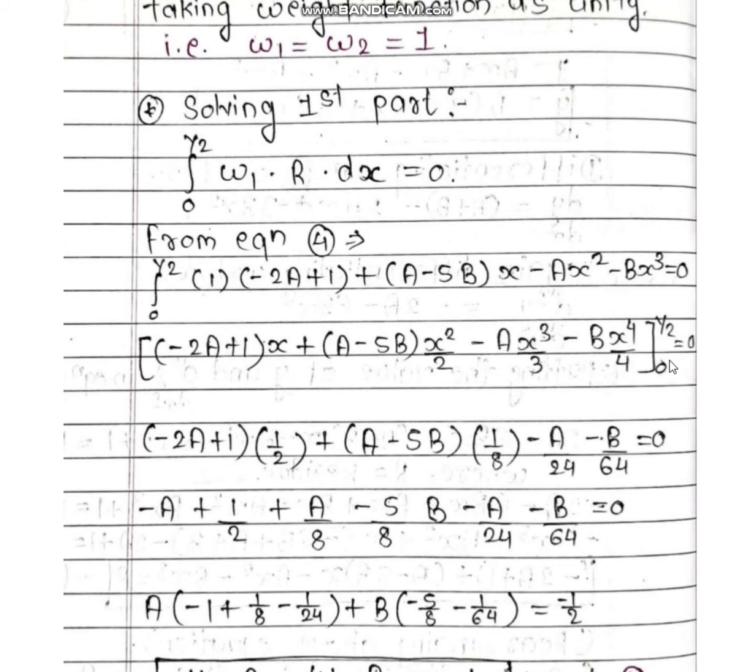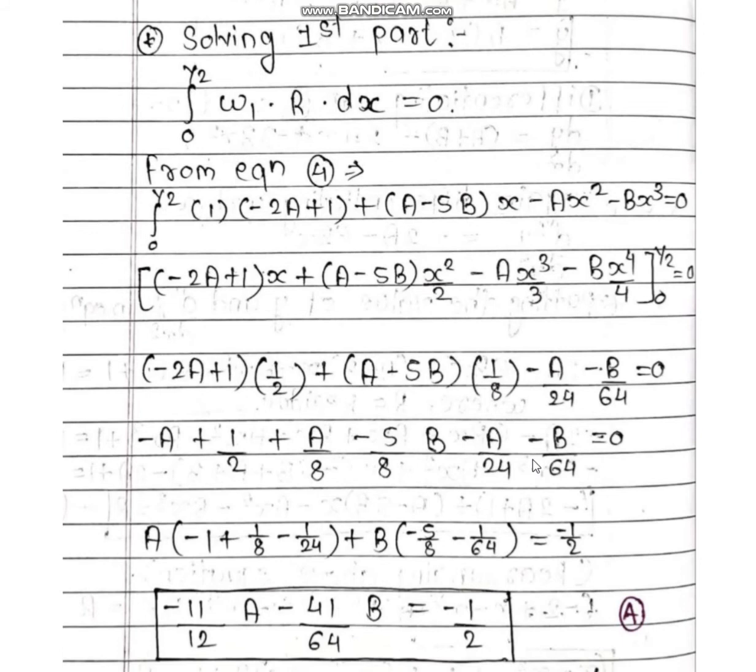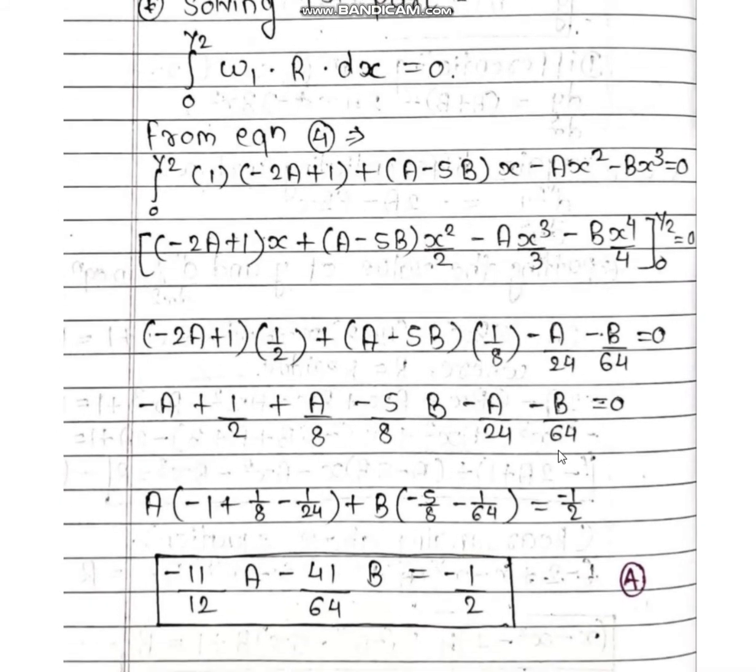But if we put 0 in the place of x here, it will create no meaning. So we have to solve only the first part, that is, by putting x equals 1 by 2 in this equation. So we get this type of equation. After simplifying it, we get this type of equation, and we separate it in terms of a and b, and shift the constant to the right hand side.